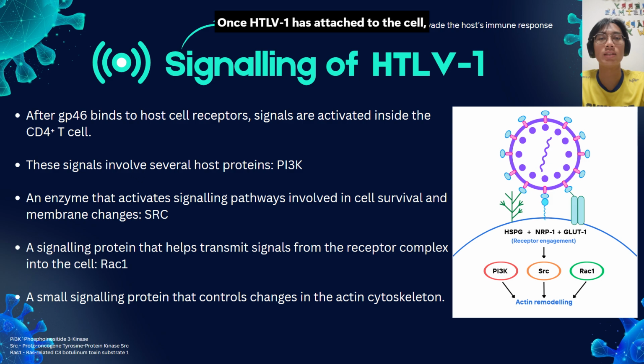Once HTLV1 has attached to the cell, the next stage is signaling. Binding of GP46 to the host cell receptors does more than simply hold the virus in place. It also activates signaling pathways inside the CD4 positive T cell. Some important host proteins involved are PI3K, SRC, and RAC1. PI3K is involved in signaling pathways related to cell survival and membrane changes. SRC helps transmit signals from the receptor complex into the cell, while RAC1 helps control changes in the actin cytoskeleton.